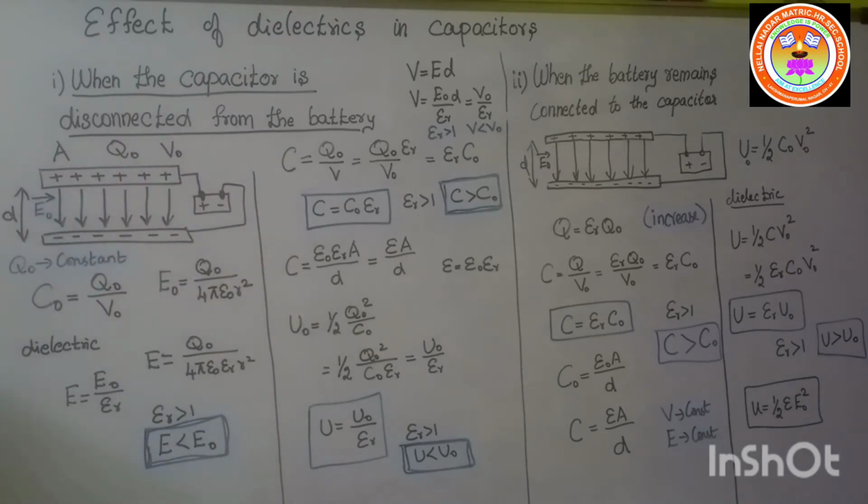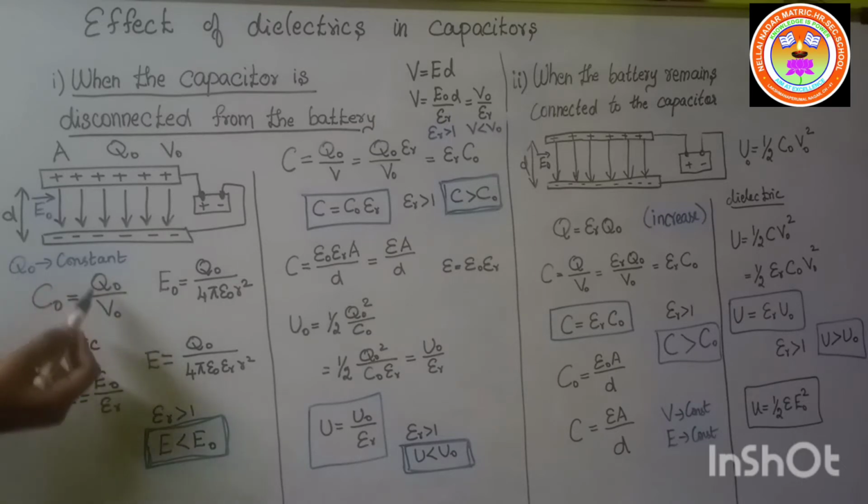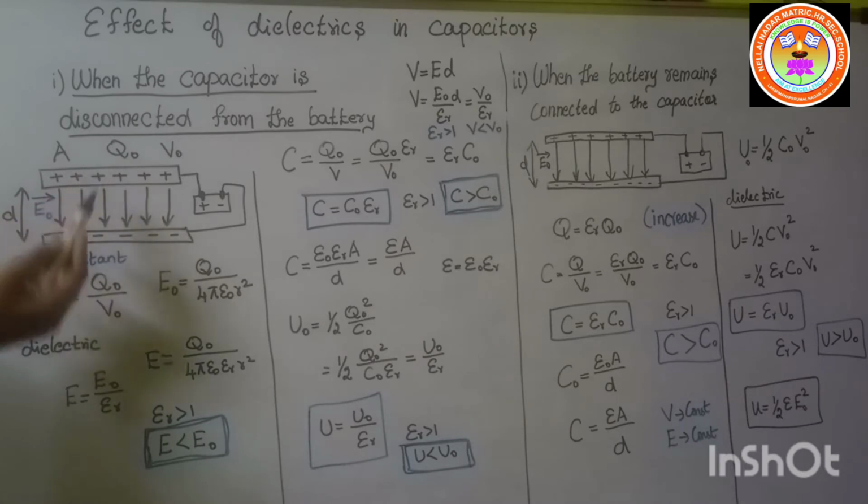V naught. Understand? So we can write the formula. By using this battery, the charge stored Q naught is taken as constant. Next, we know the formula C is equal to Q by V. Now the charge stored is Q naught.